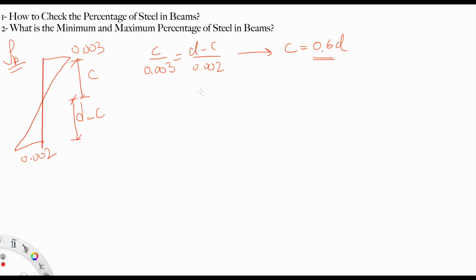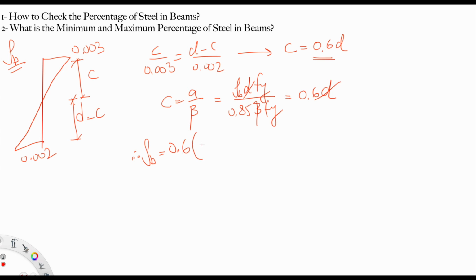Okay, so what does that mean? Doing the same math, C equals A over beta. We know what A is. I don't want to repeat it. So it equals rho balanced D Fy divided by 0.85 beta Fc prime equals 0.6D. Cancel D with D. So eventually rho balanced is 0.6 multiplied by 0.85 multiplied by beta Fc prime divided all by Fy. So now we can check. We got rho max. We know how to calculate rho balanced, and we are set to do the calculation.